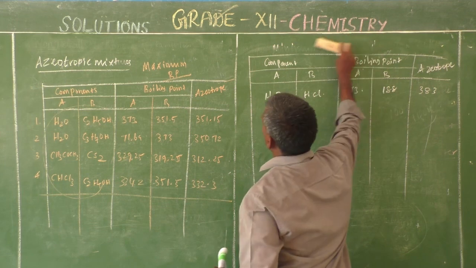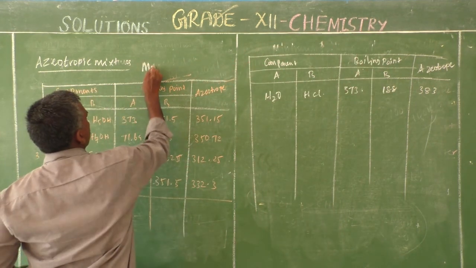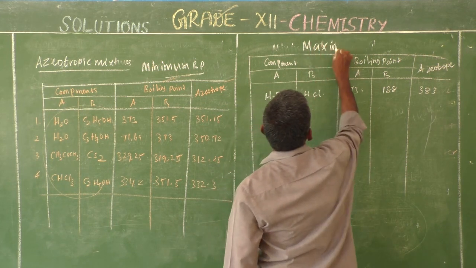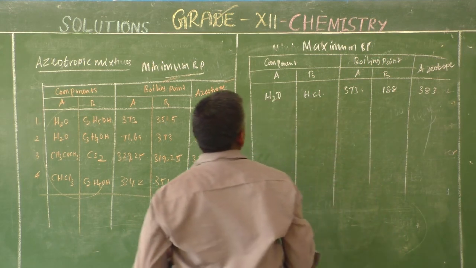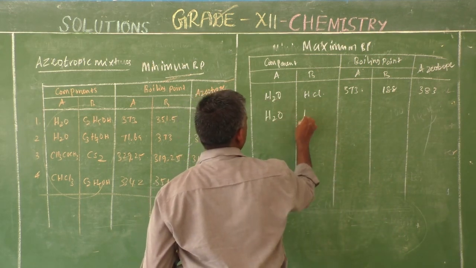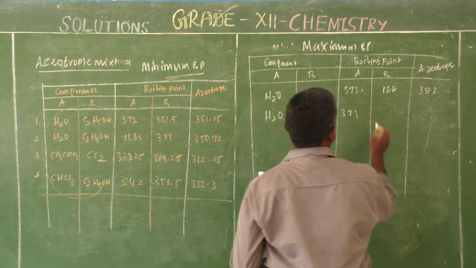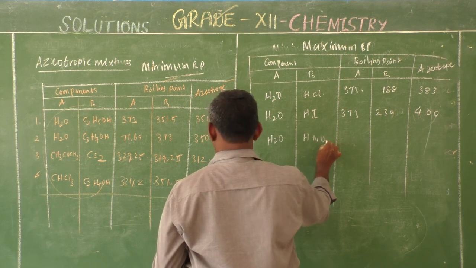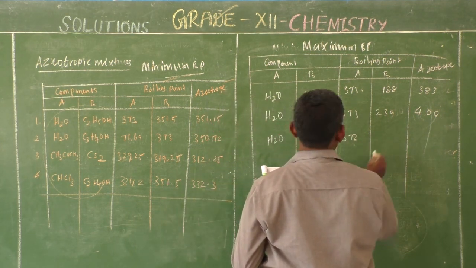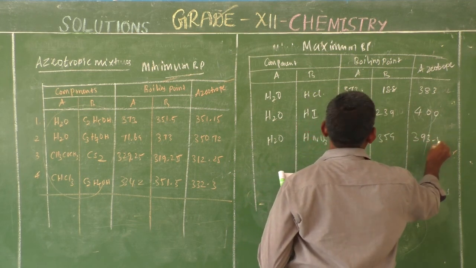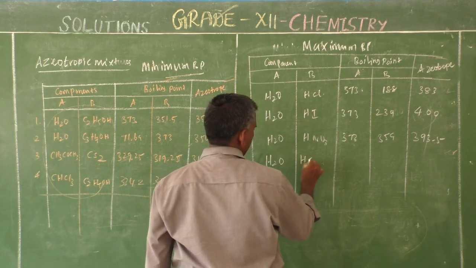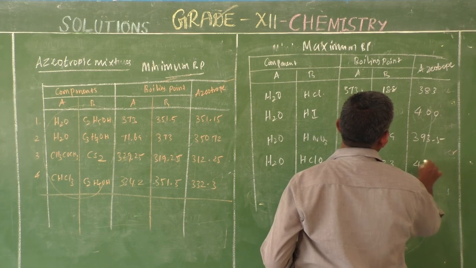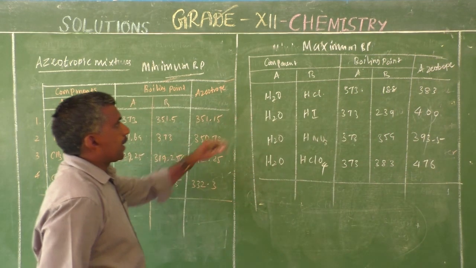Sorry, this is the maximum boiling point, and this is the minimum boiling point. This is a maximum boiling point. The second example, water plus HI, hydrogen iodide: water boiling point 373, HI 239, azeotropic 400. Water plus nitric acid: 373, 359, 393.5. Water plus perchloric acid: 373, 380, 476. Now, this is the maximum boiling point.